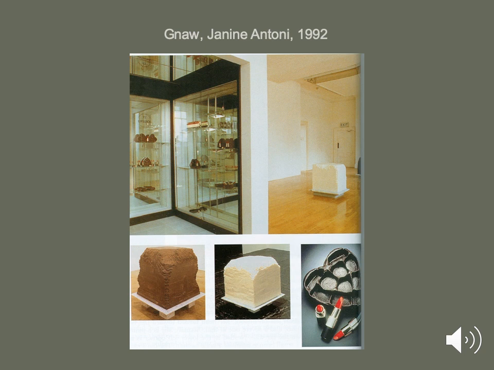Another thing that can affect meaning in a work of art is the material that the artwork is made out of. This is a great example of that. This is Gnaw by Janine Antoni from 1992. And in this piece, if you don't have the materials, you don't have the meaning. So let me give you a little bit of a rundown on what we're seeing here.